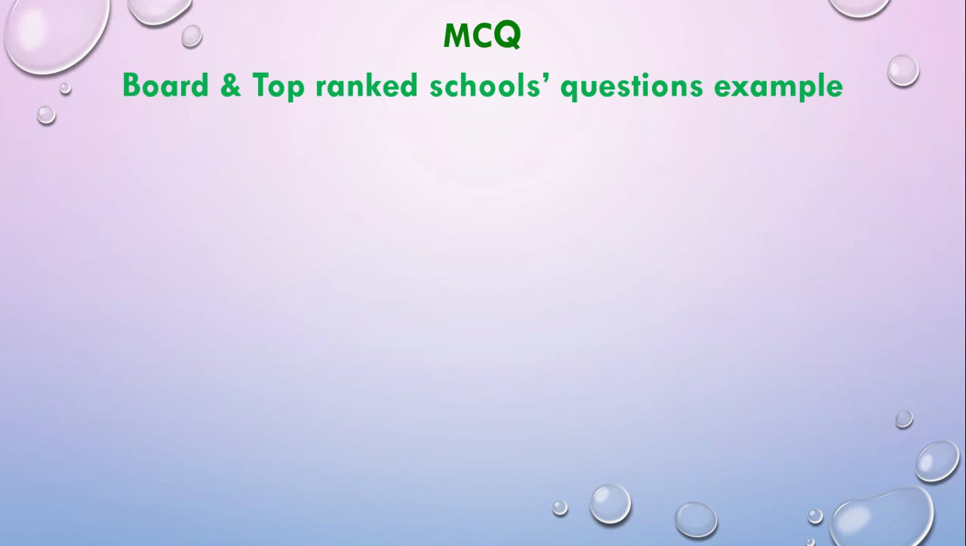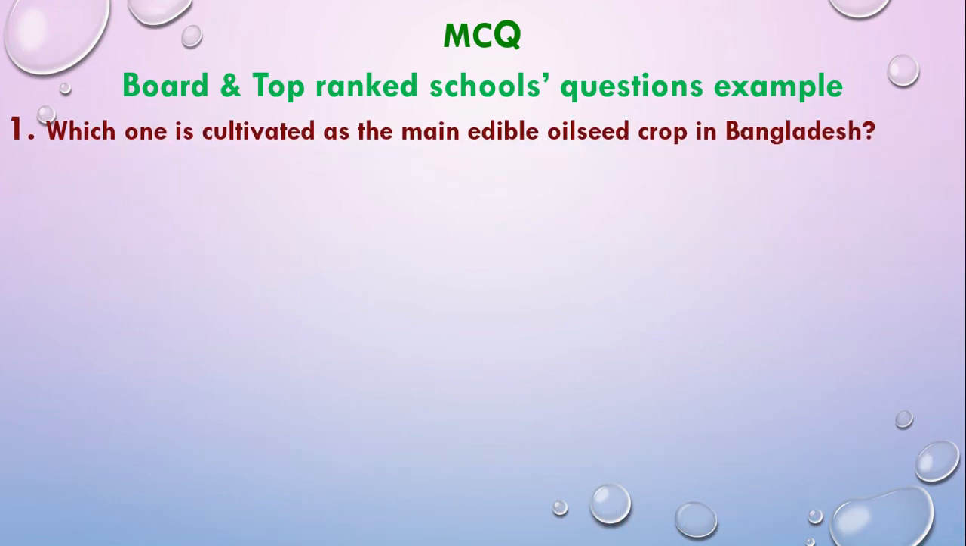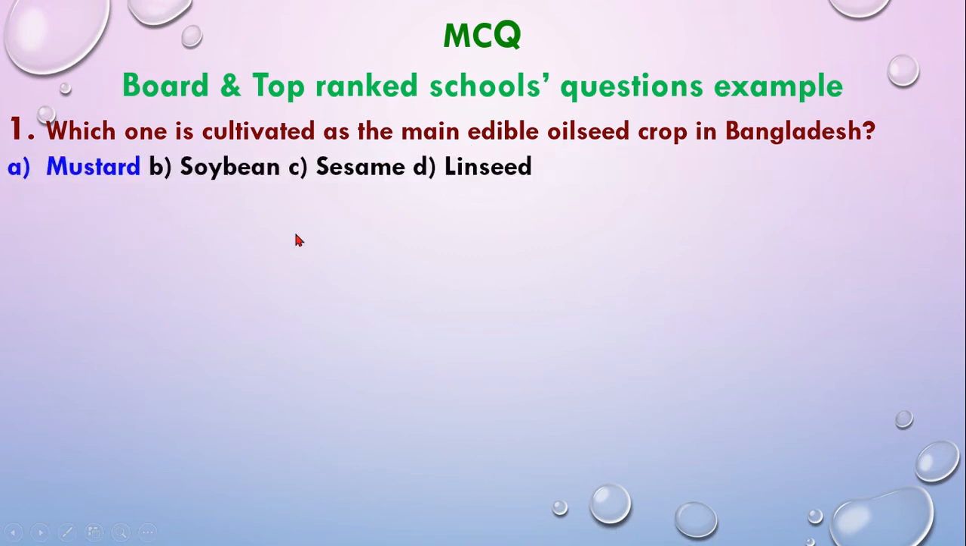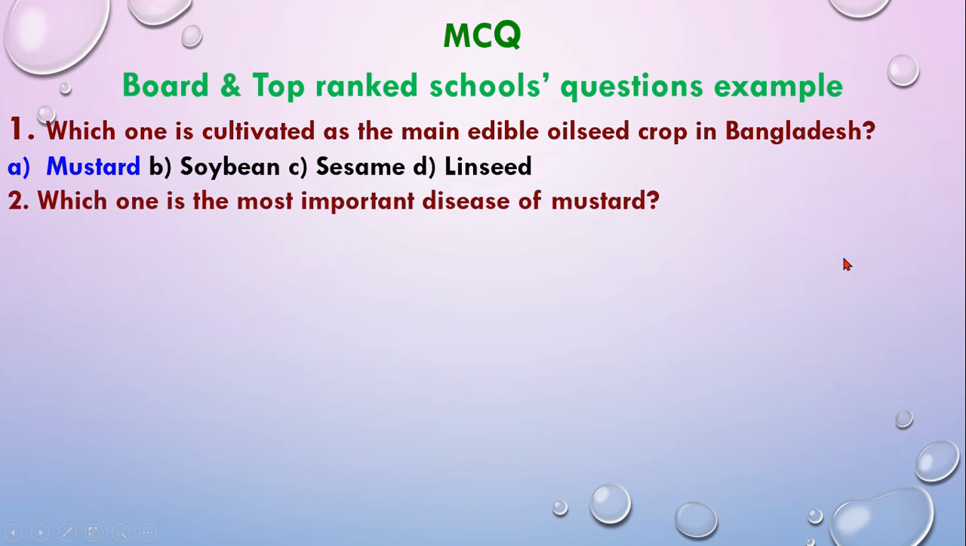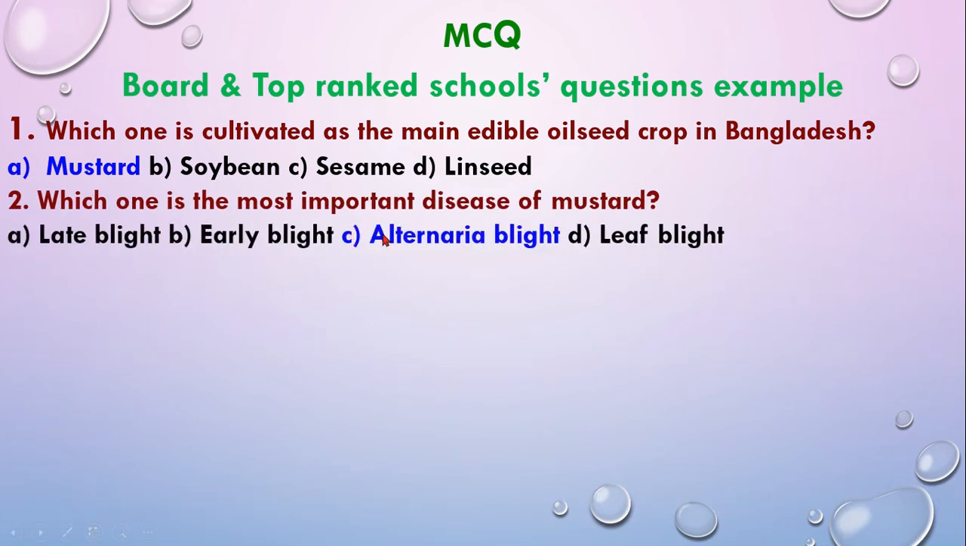Now I will discuss some important MCQ questions from different boards and top schools. First, you can get a question: which one is cultivated as the main edible oilseed crop in Bangladesh? The answer will be mustard. Then, which one is the most important disease of mustard? That is Alternaria blight. The other name is leaf spot.